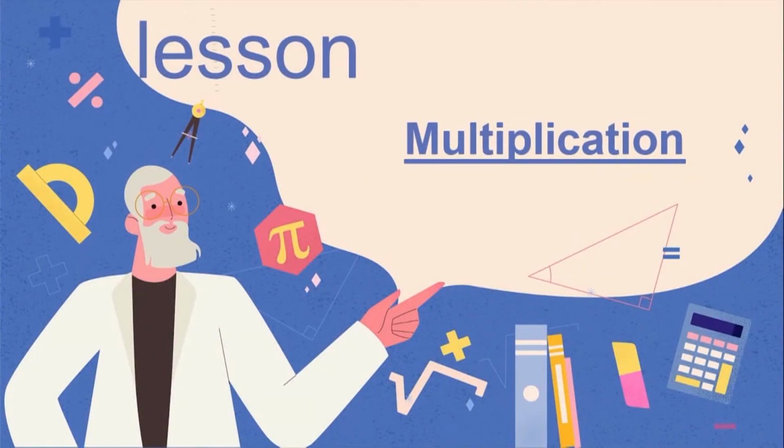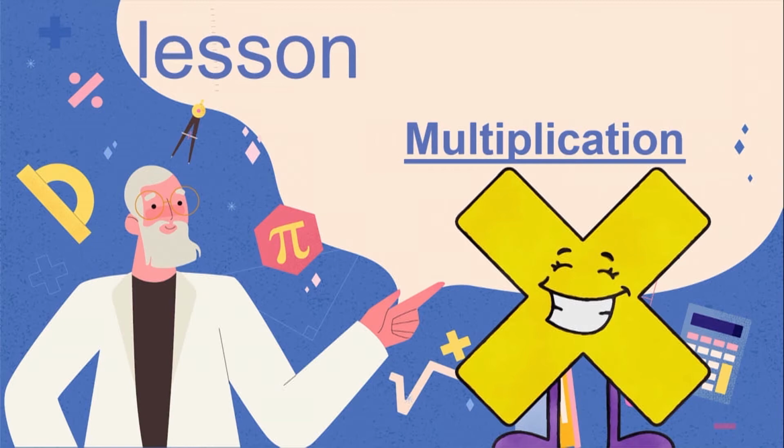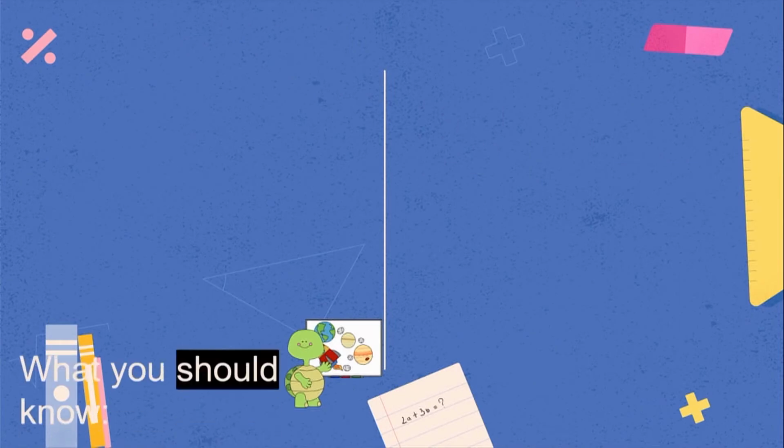Now, tell me, is there anything that you have learned that could simplify this process? Anything that we could do differently to figure out the answer here? If you said multiplication, then you're definitely right. And that's what we're going to be doing in today's lesson. We're going to be doing a lesson on multiplication. Are you excited? Great, let's move forward.